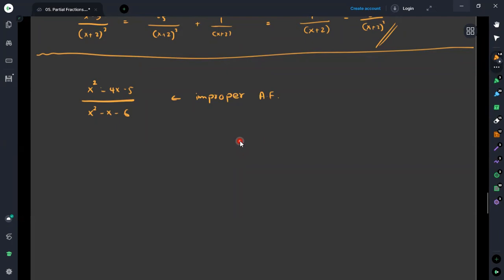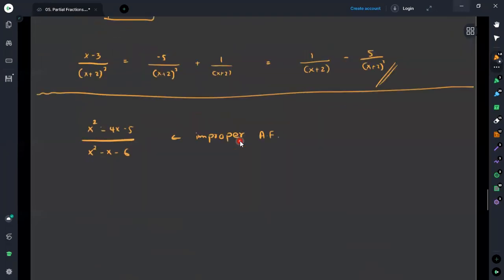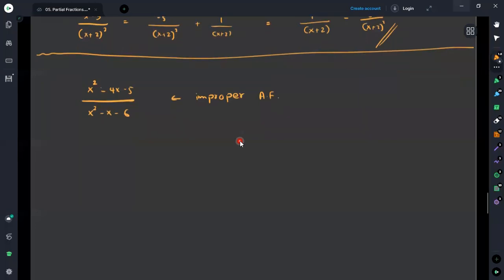Even though it is an improper algebraic fraction, we can see that the degree of the numerator and the degree of the denominator are equal. Since they are equal, we use a constant and then find the proper algebraic fraction. Therefore, if the degrees of the numerator and denominator are equal, we only add another constant for the proper algebraic fraction.